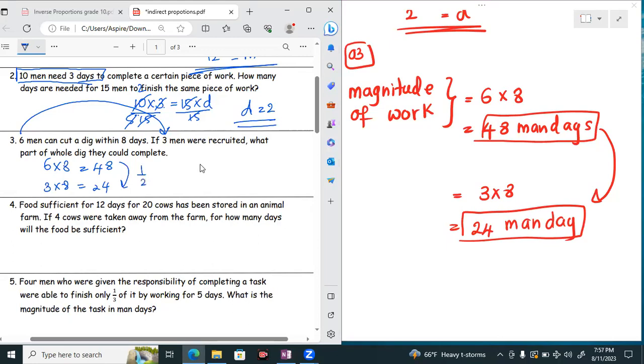What part of the whole work could they complete? Half. Half is the answer.